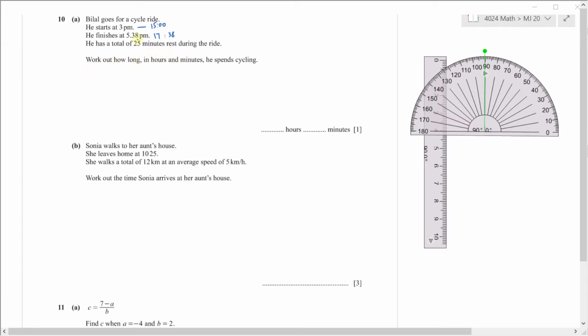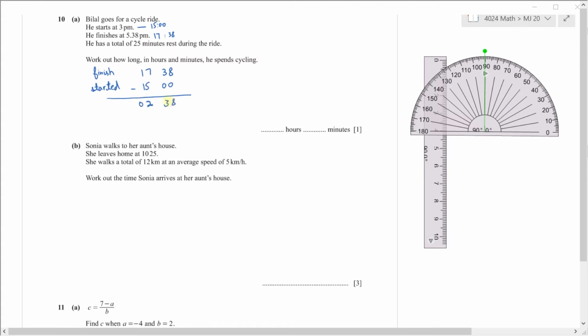So first we need to calculate how long Bilal went for the cycle ride. So his finish time is 17:38. He started at 15:00. So let's subtract these times. So I have 8, 3, 7 minus 5 is 2, and 0.